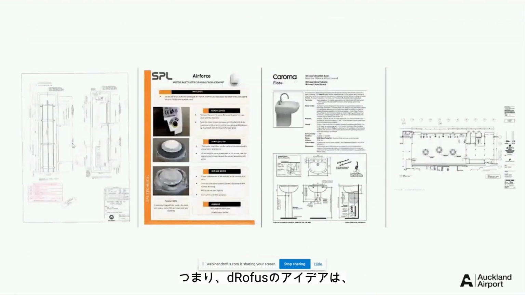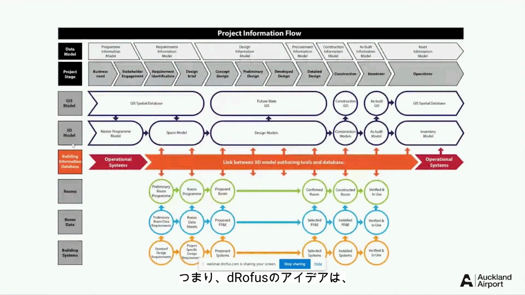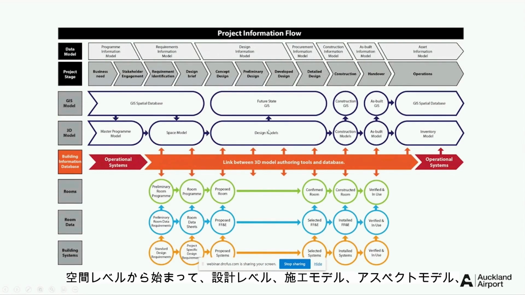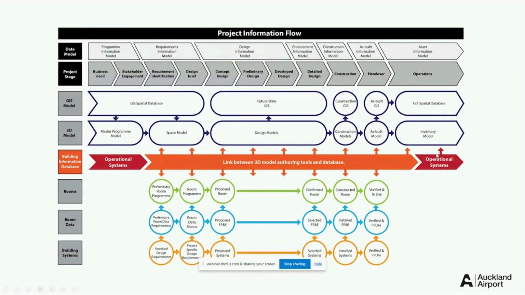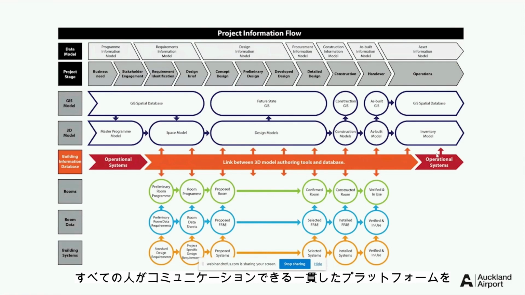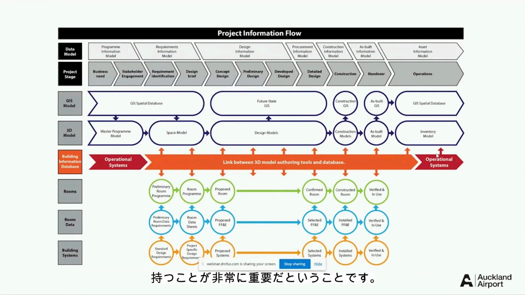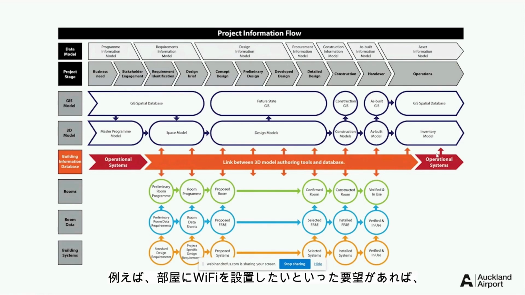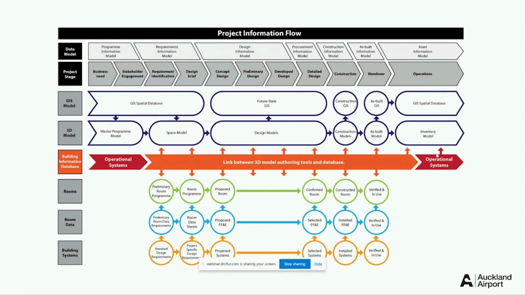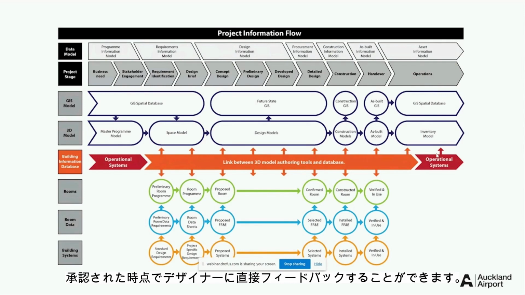So the whole idea of having dRofus is that it would sit across all the different project stages as a consistent database, and it can start at that space level, move on to design levels, construction models, as-built models, and then feed into operational systems. It's quite key to have that consistent platform that enables everyone to communicate. If someone across the business has a specific requirement around putting Wi-Fi boxes in rooms, they can make note of that in the dRofus room data sheet system, and then that can be fed directly to the designers once it's been approved.